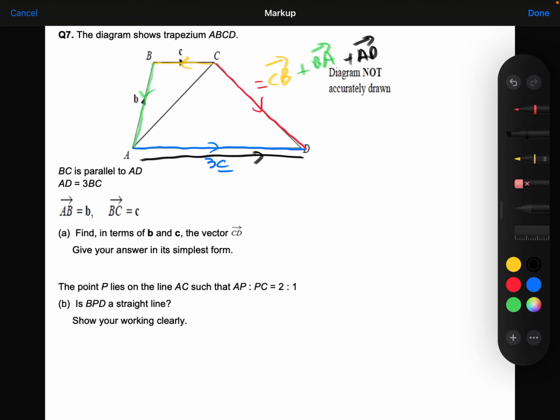The C to B is the same but in the opposite direction to vector c, so it would be minus c. The B to A is the same but in the opposite direction to vector b, so it would be minus b. And then the vector A to D is the same as the vector 3c.